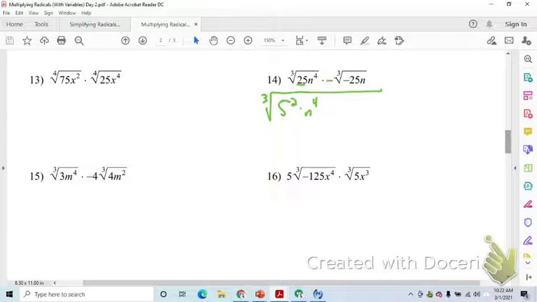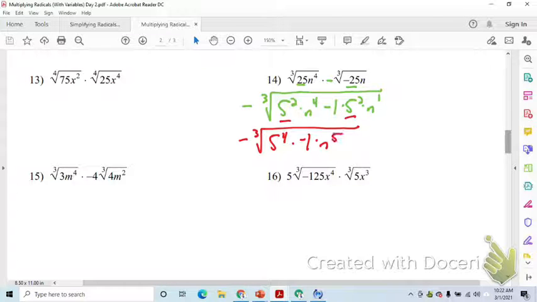Now, this negative is going to come out front. And then I have negative 1 times 5 squared times n to the first. Okay, so I just broke everything down. Now I'm going to try and pair some things up here. So that and that, I still have a negative, still have a third root. This will be 5 to the fourth. Then I have a negative 1. And I have an n to the fifth.